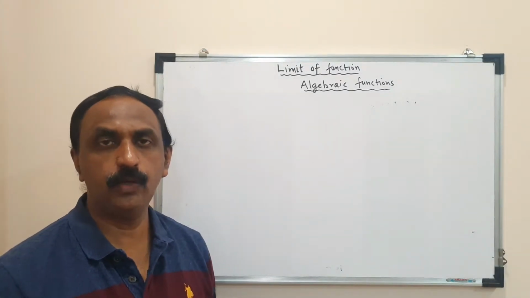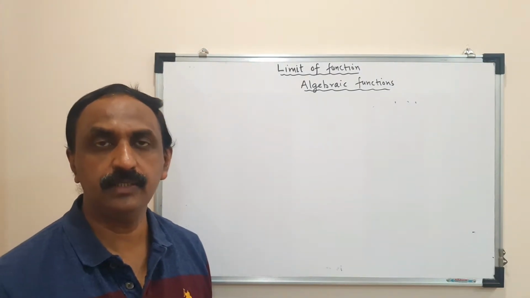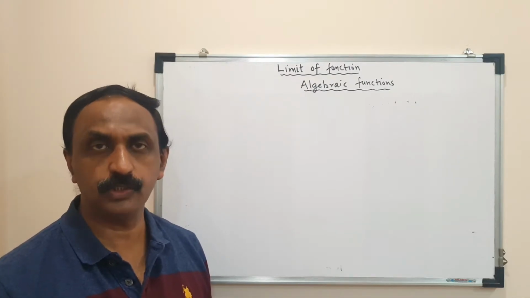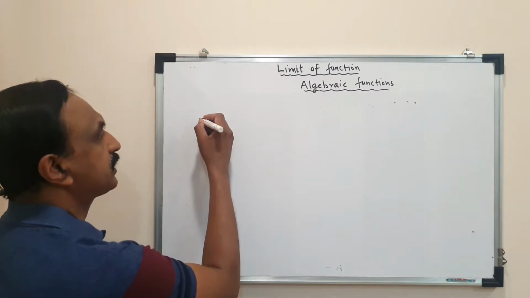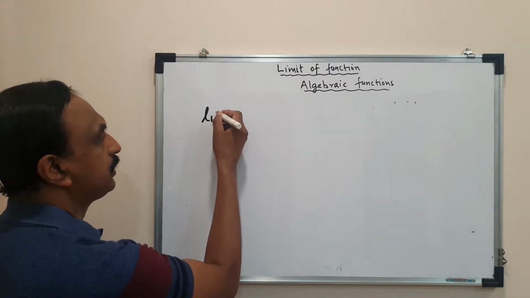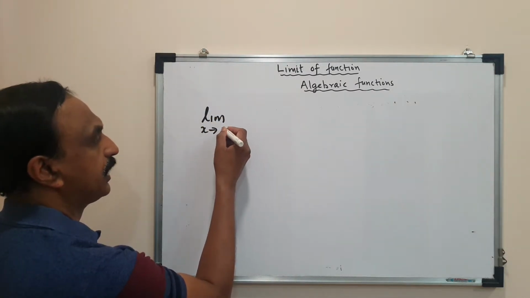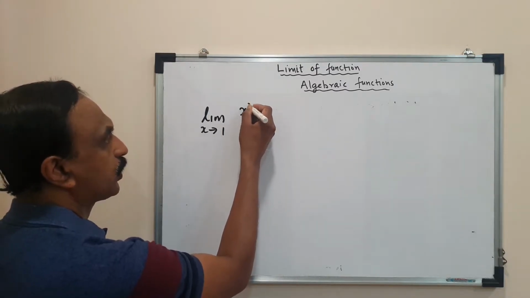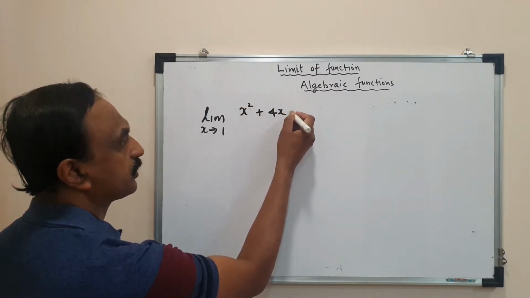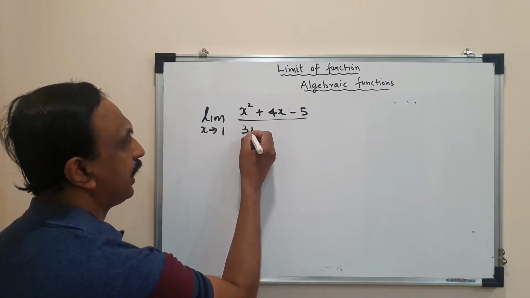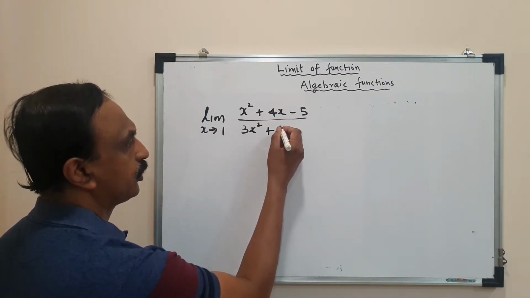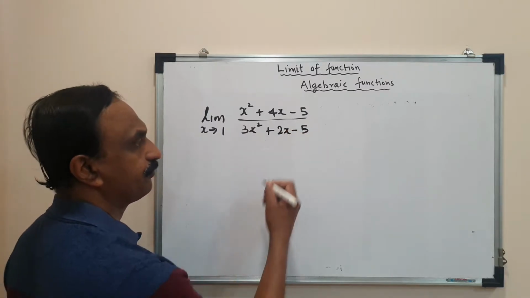Now, we shall evaluate the limit of a function when we get 0 by 0. And we are going to discuss here only algebraic functions. Let's consider a function, limit x tending to, let's say, 1, of x squared plus 4x minus 5 divided by 3x squared plus 2x minus 5.